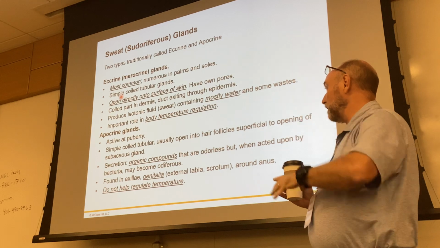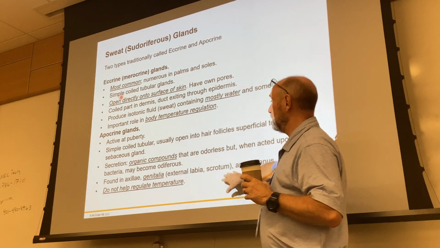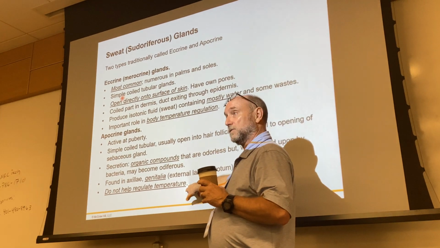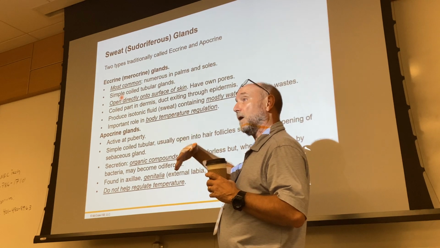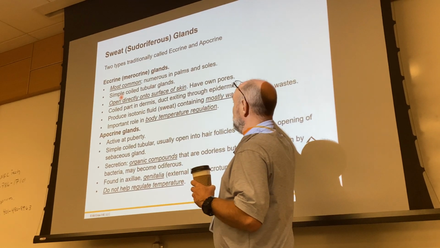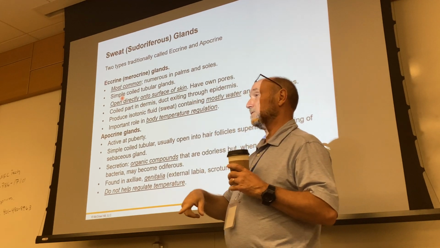One thing here, before I tell you about my son: the apocrine glands do not help regulate temperature. So the main difference is that one produces organic compounds that are not water-based, that do not help body temperature regulation, and that one is the one characteristically associated with smells.